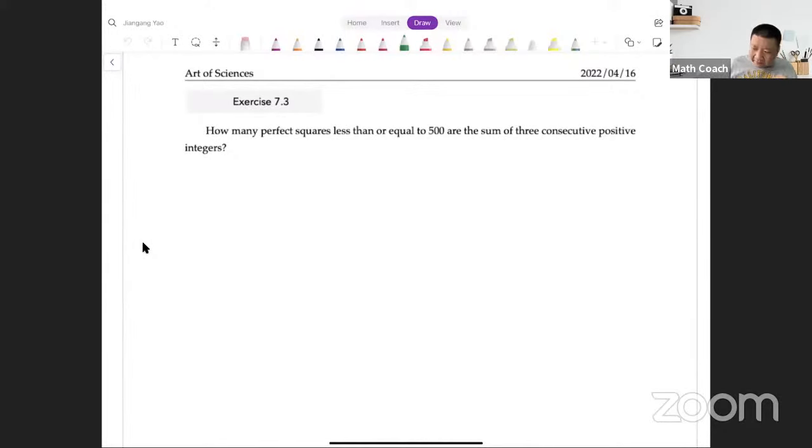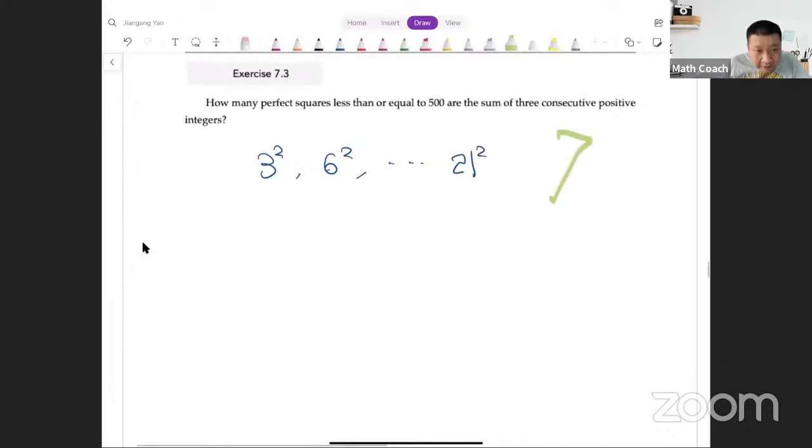Okay, so now we have 1 to 2. And here what we need to find is actually the sum of 3 consecutive positive numbers, which restricts the perfect square to be a multiple of 3. So 3 squared, 6 squared, up to 21 squared. So these are the 7 ones. Okay, so next one.